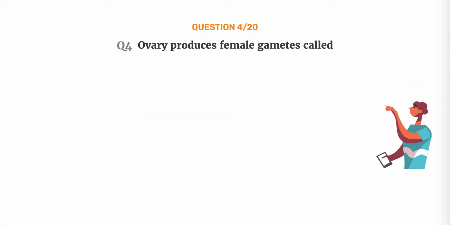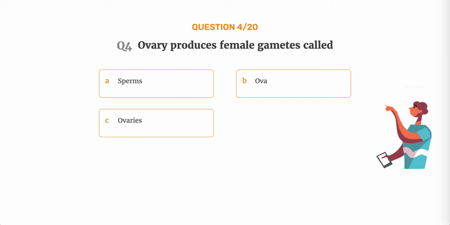Question number 4. Ovary produces female gametes called. Option A. Sperms. Option B. Ova. Option C. Ovaries. Option D. None of the above.